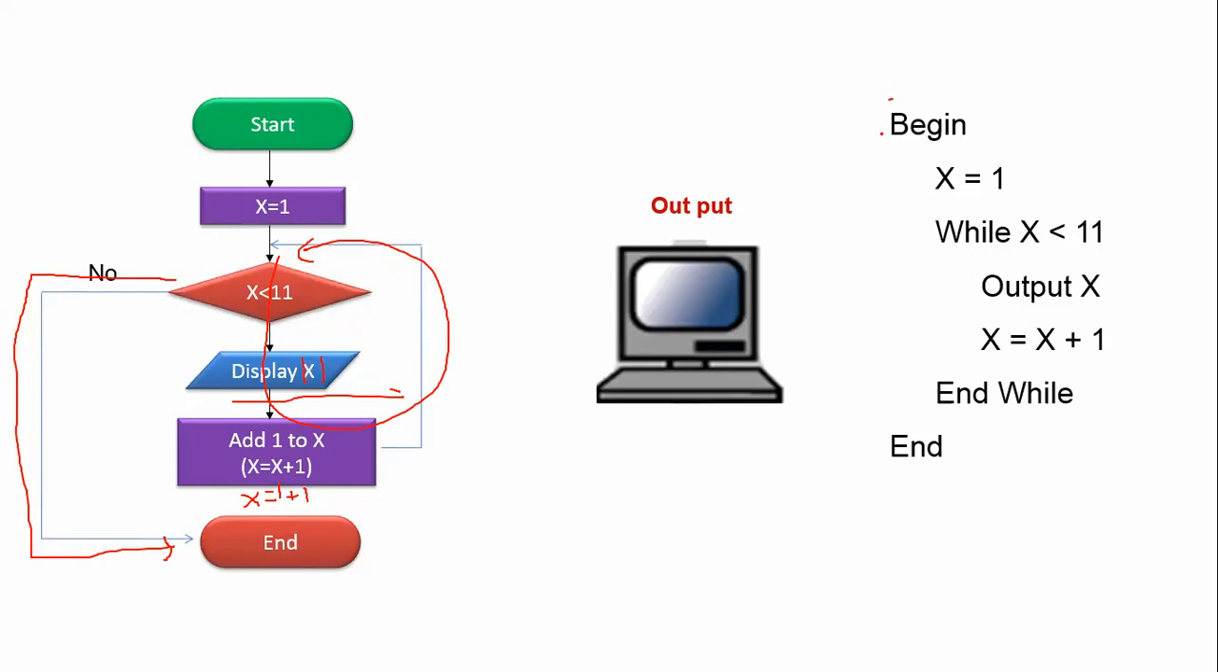This is how we mention it in pseudocode, right? Begin, and then x is 1, and then this is the loop: while x is less than 11. While x is less than 11 means since this condition is true, this block will be executed. So this is the block, right? This block is indicated by tab space. Since this is true, these statements are executed.